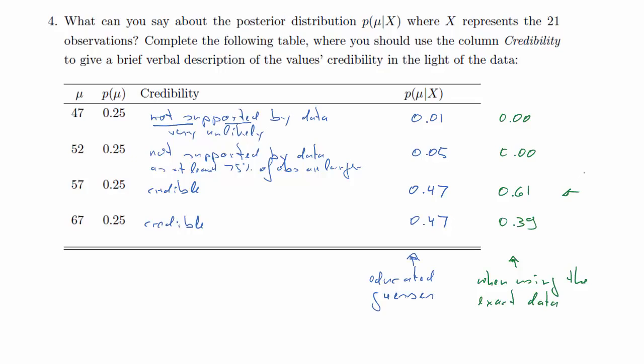So it turns out the sample average is actually a little closer to 57 than 67, which is why it assigns a larger probability to 57. But you couldn't see that from just looking at the data.